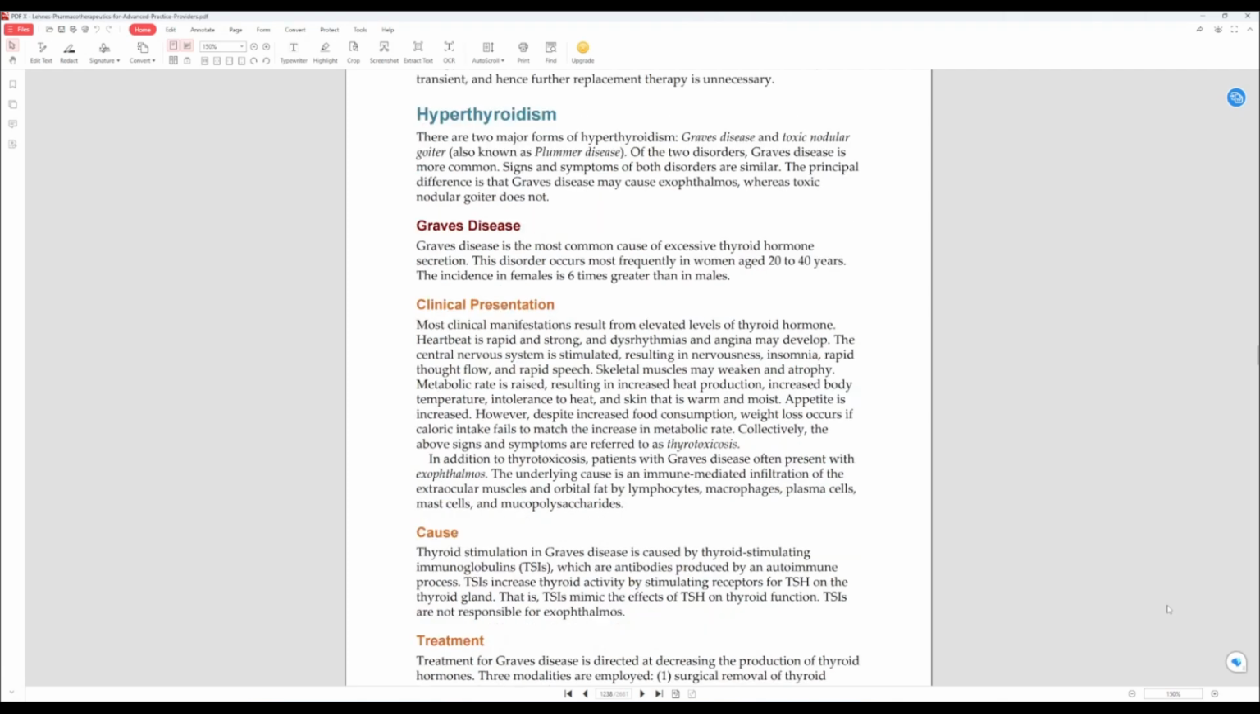Which takes us now to the opposite end of the spectrum, hyperthyroidism. There are two major forms of hyperthyroidism: Graves' disease and toxic nodular goiter, which was previously known as Plummer's disease. Of the two disorders, Graves' disease is more common. The signs and symptoms of both disorders are pretty similar, however. The principal difference is that Graves' disease may cause exophthalmos, whereas toxic nodular goiter does not.